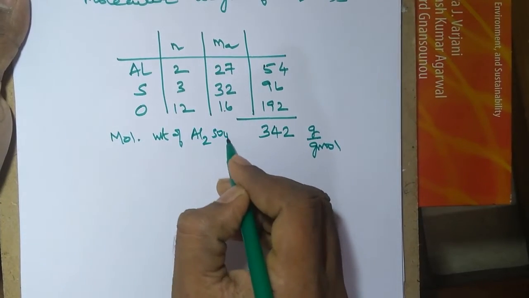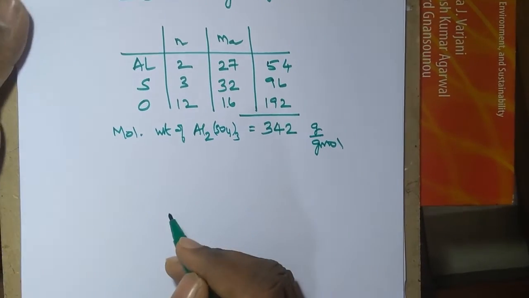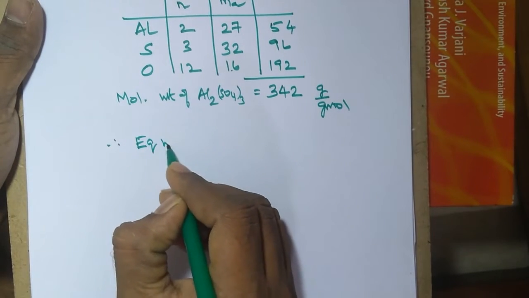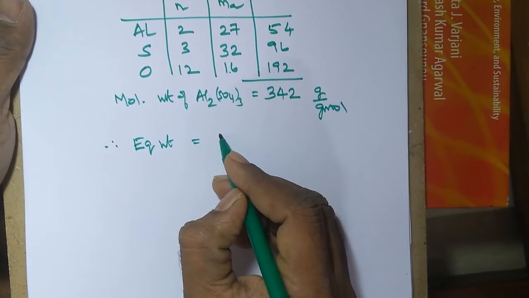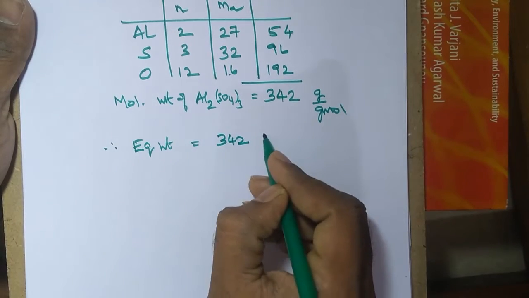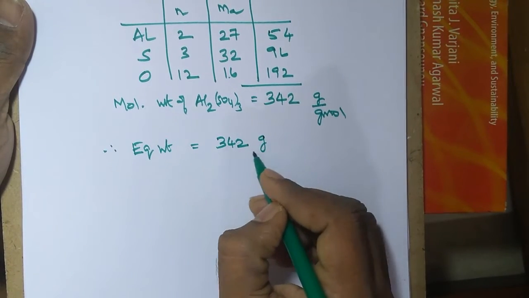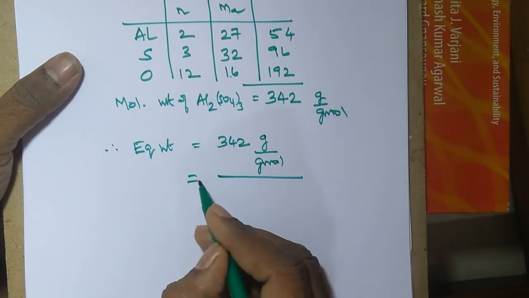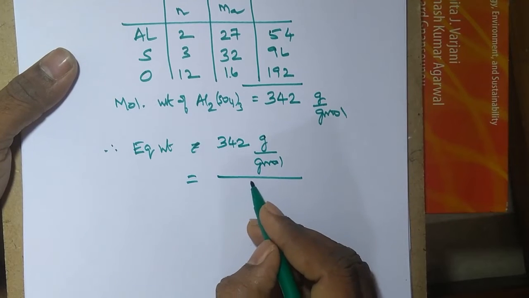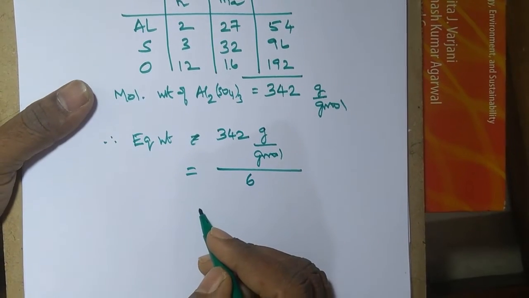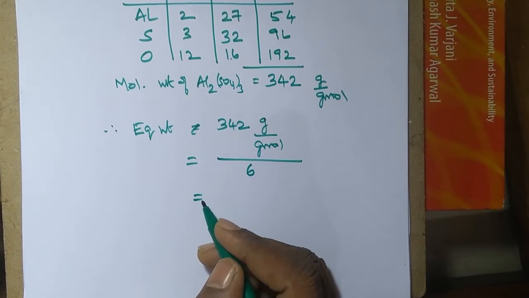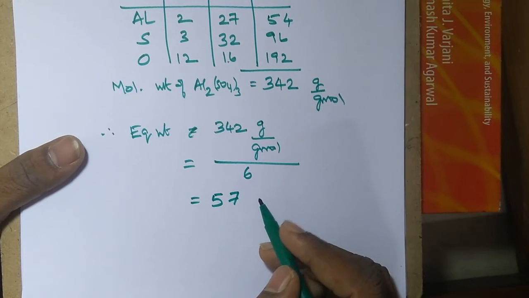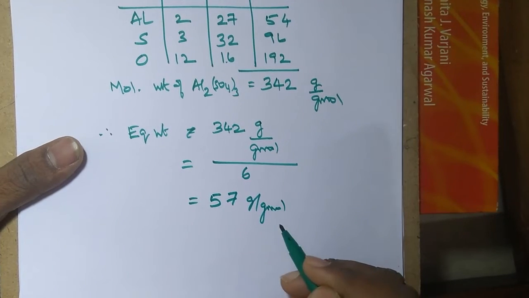So the molecular weight of the coagulating agent used in drinking water, Al2(SO4)3, is 342 grams per gram mole. So valency is 6, molecular mass is 342. So to find out the equivalent weight, 342 grams per gram mole divided by 6 gives us the equivalent weight to be 57 grams per gram mole. So equivalent weight is equal to 342 by 6, which is 57 grams per gram mole.